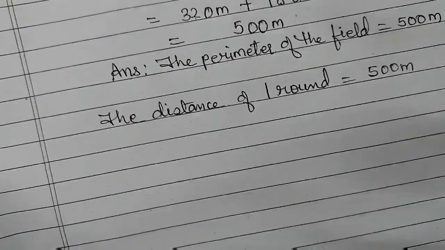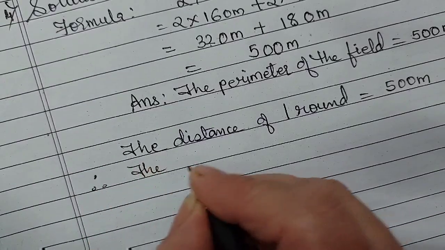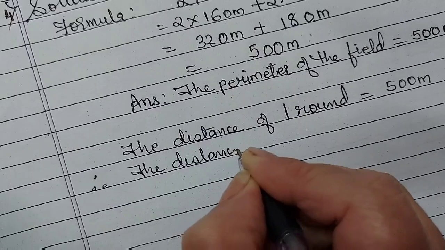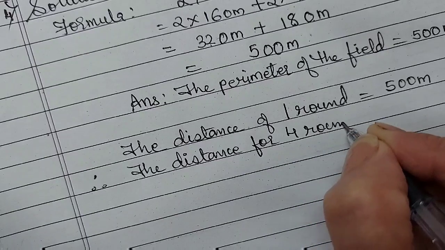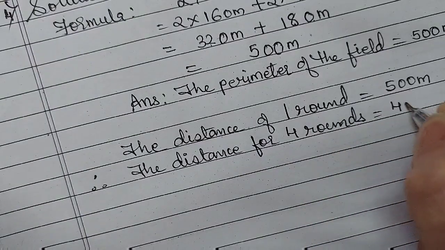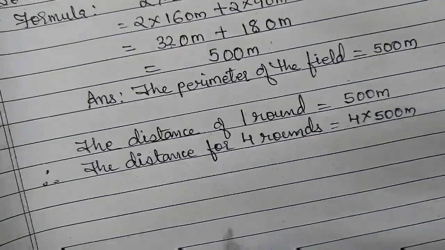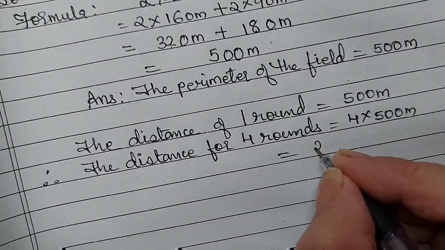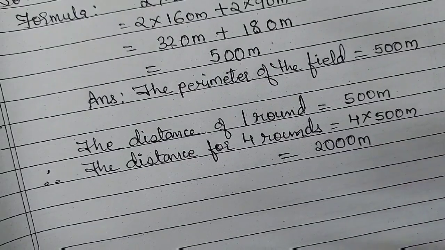Okay children, now we have to find out the distance for 4 rounds. Therefore, the distance for 4 rounds is equal to 4 into 500 meters is equal to what? 4 5s are 20. Now add these two zeros here. That is 2000 meters. Understood? So the distance for 4 rounds is equal to 2000 meters.